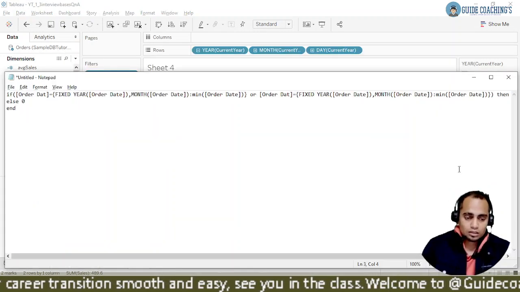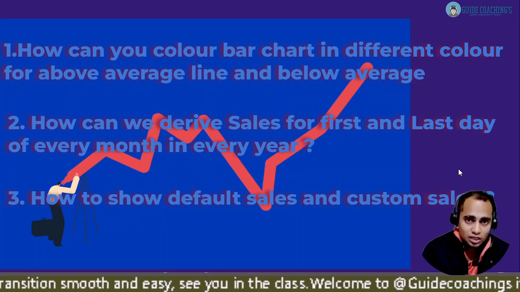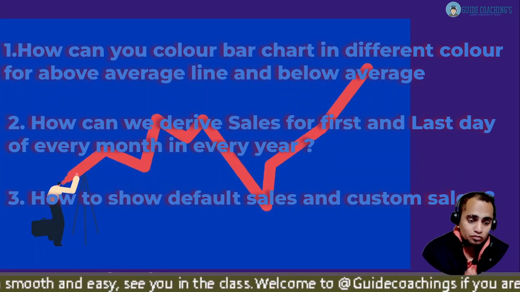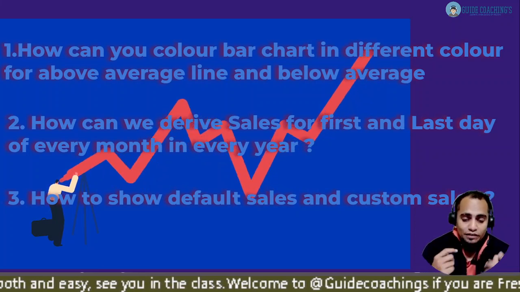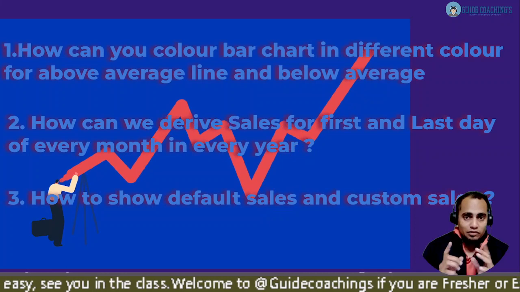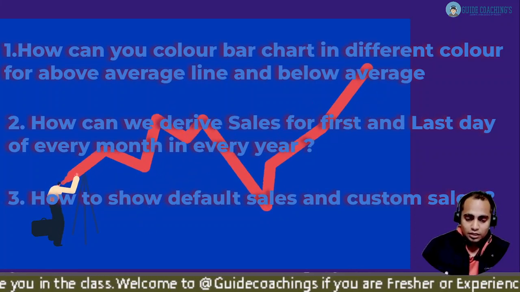And the next question we will be continuing in this series. We will be taking it tomorrow. So in tomorrow's video, we will be seeing how to show default sales and custom sales. How we will show that, we will see in our upcoming videos. That's all for today. Thank you guys.